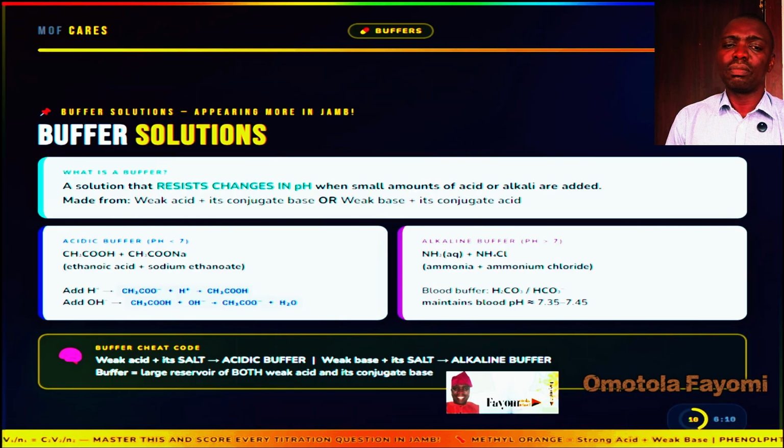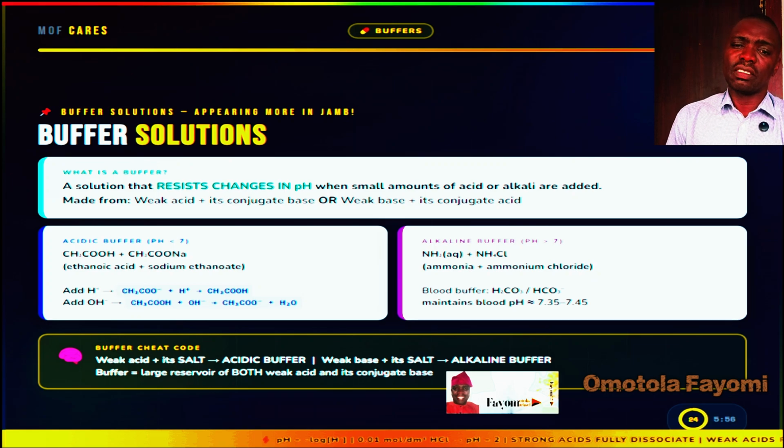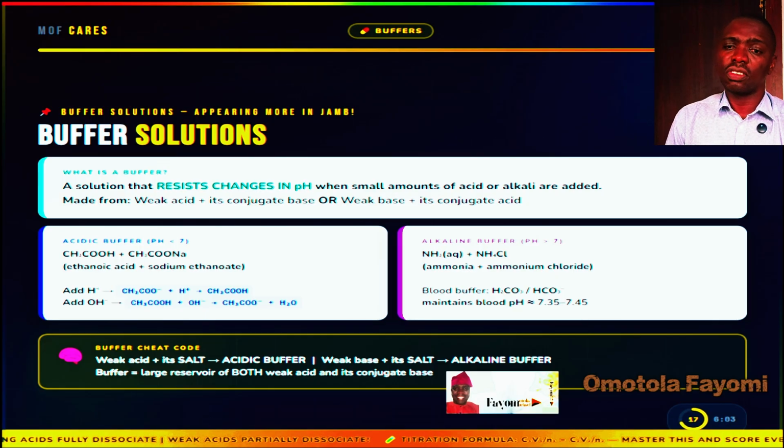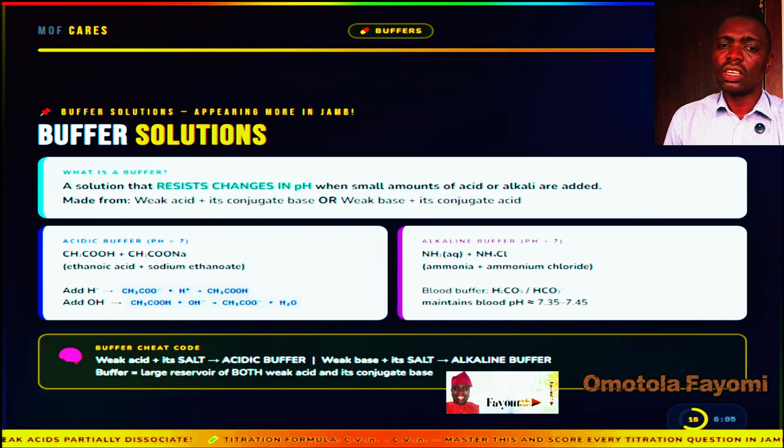It does not prevent pH change completely, it just minimizes it. An acidic buffer consists of a weak acid plus the salt of that weak acid, which provides the conjugate base. The most common example is ethanoic acid plus sodium ethanoate. Both the weak acid and its conjugate base are present in large quantities.